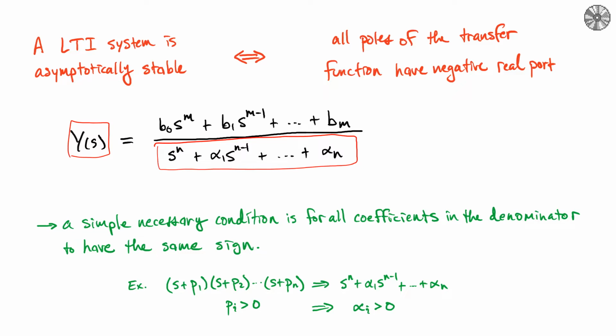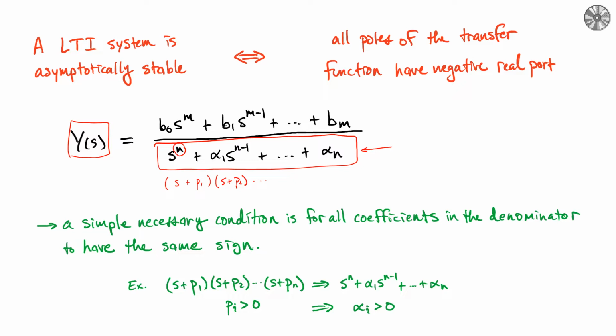Oftentimes what we're going to want to do is factor this into different factors, s plus p1 times s plus p2, and so on. But sometimes that gets a little nasty, especially when n gets relatively large. So it's interesting to understand when, just looking at the denominator in this form, we can determine that all the poles are stable, so all of them have negative real part. We're going to build up a tool here that allows us to do this.